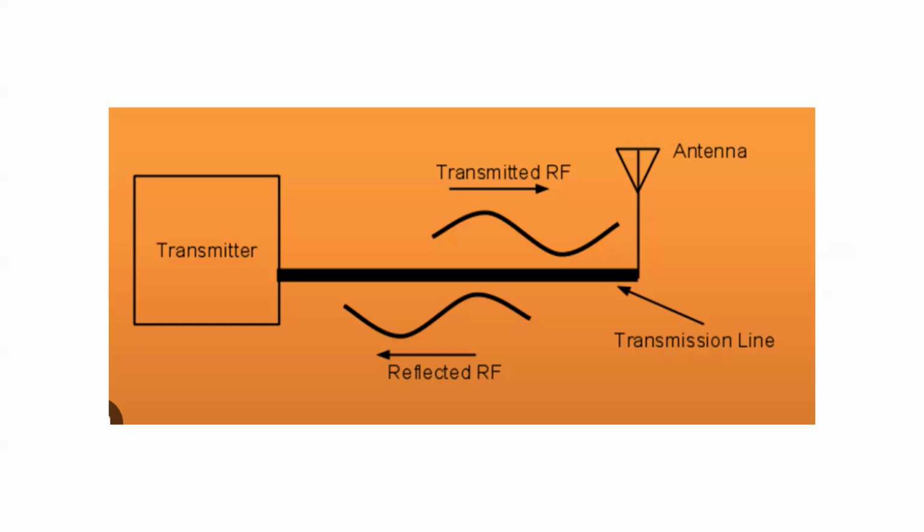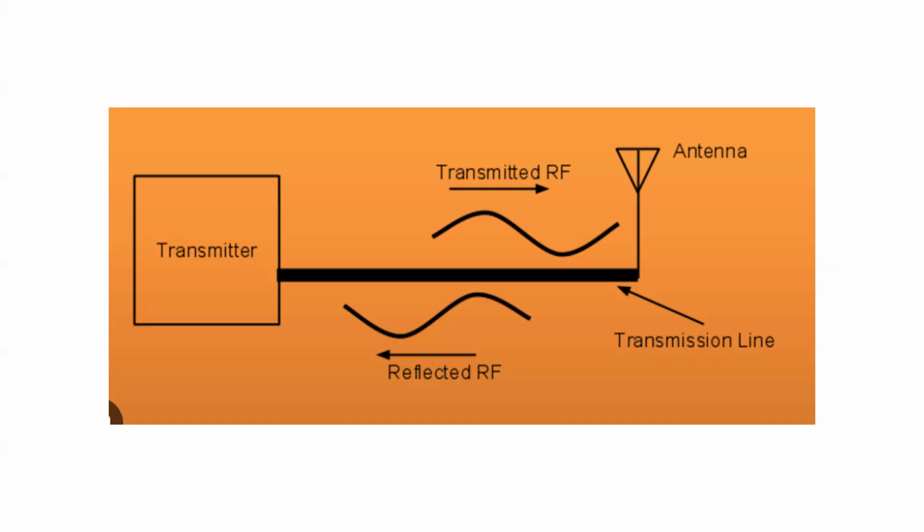Now, if the antenna presents an impedance of 50 ohms, then your standing wave ratio is 1:1. There's no mismatch, and the RF leaving the transmitter is absorbed fully by the antenna.